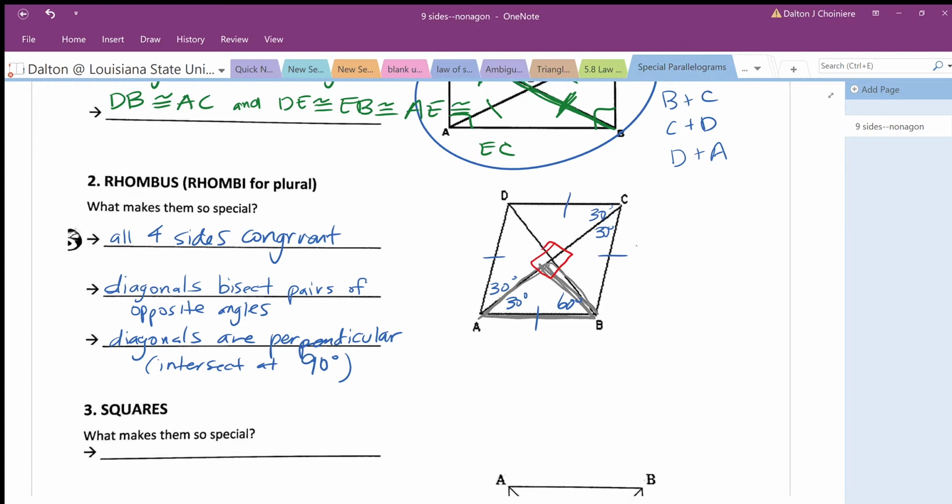Now, what if I use this second fact for that 60-degree angle as well? It says diagonals bisect pairs of opposite angles. So that must mean angle B was cut in half. So if the bottom part of its angle is 60, then what is the top part of its angle? For angle B.